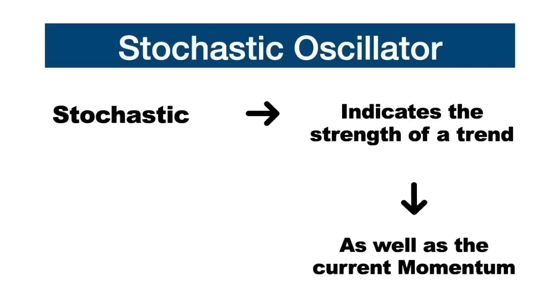The stochastic oscillator is one of the most useful indicators when trading. The stochastic allows you to evaluate price fluctuations and provides indications on the strength of the trend, as well as the momentum of the price, indicating entry and exit signals.